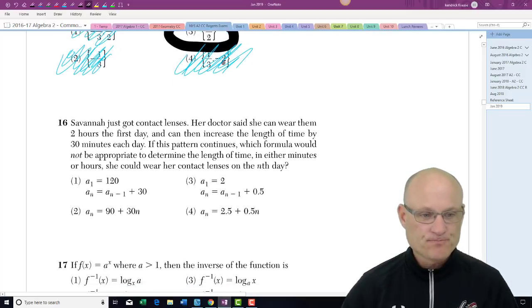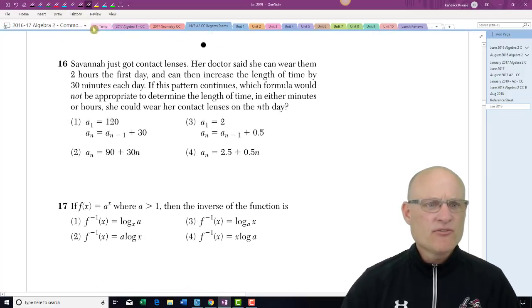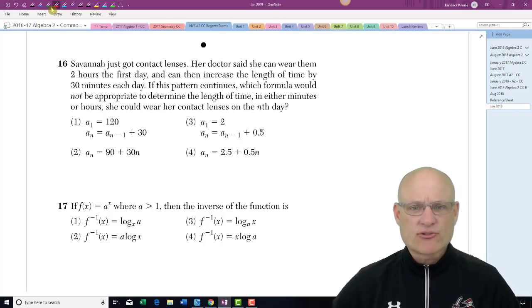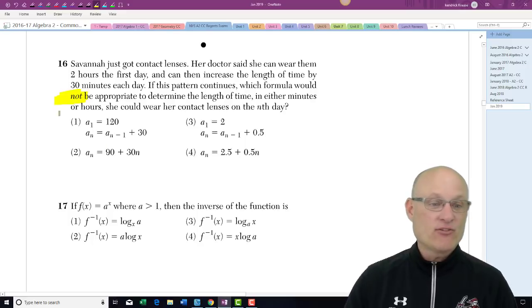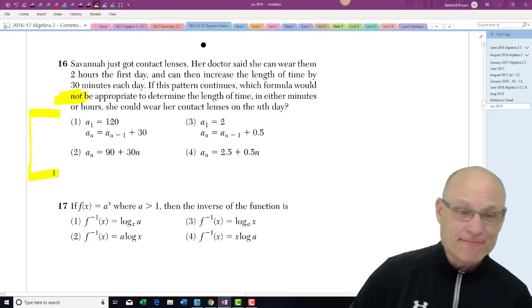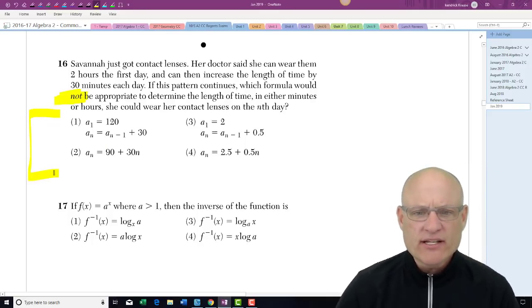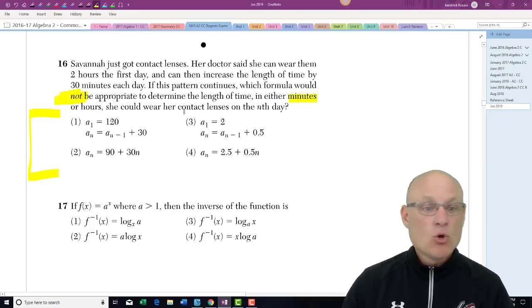All right, let's go to 2 or 16. Savannah got some contact lenses. Her doctor said she can wear them 2 hours for the first day and increase the length of time by 30 minutes each day. If this pattern continues, which formula could not be appropriate? That means 3 of these are okay. Determine the length of either minutes or hours.